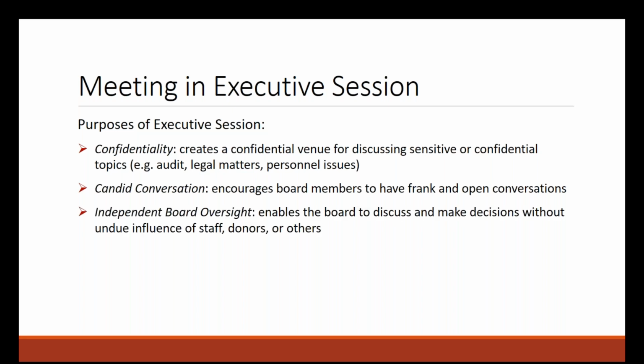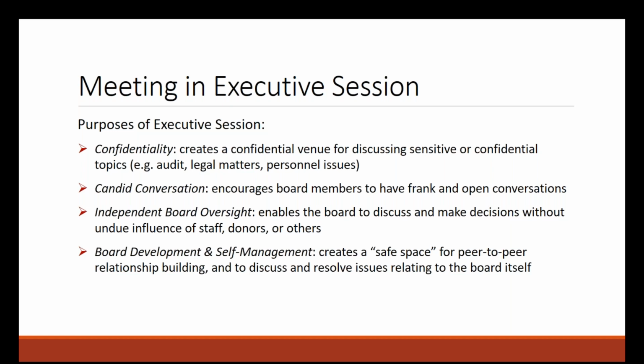It allows for independent board oversight because you're making decisions without the influence of staff, the CEO, your donors, whoever else might be at the meeting. Since you kick them out, you're able to really bat the issue around as a board. It allows for board development and self-management.